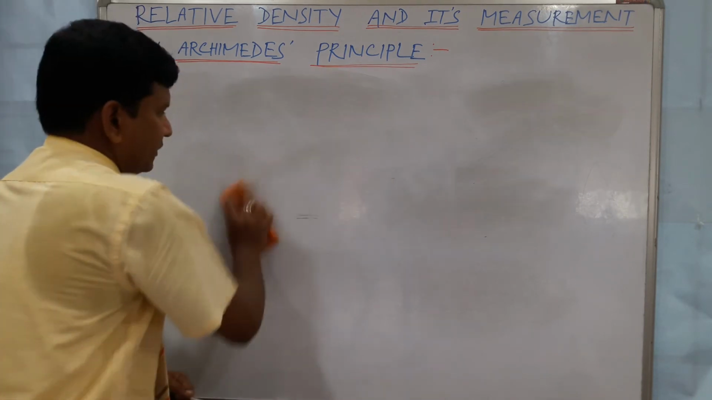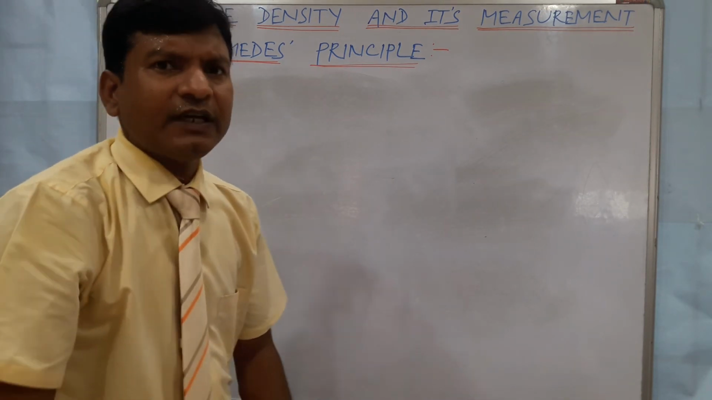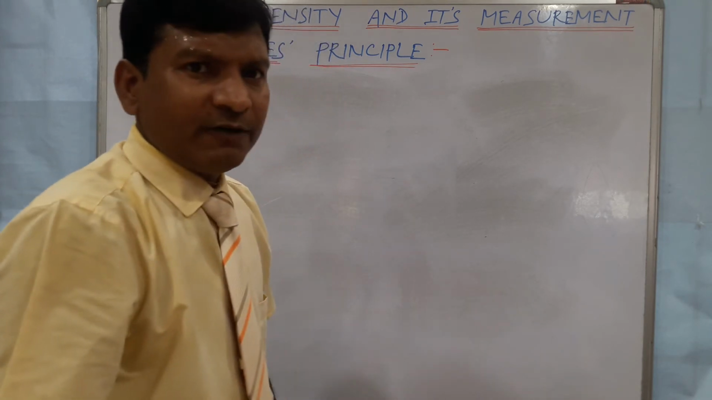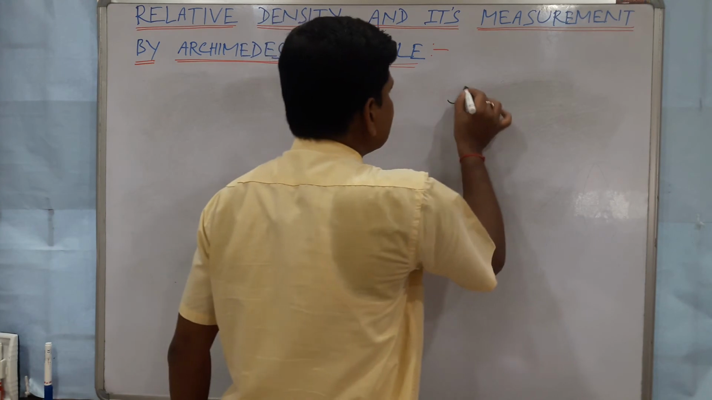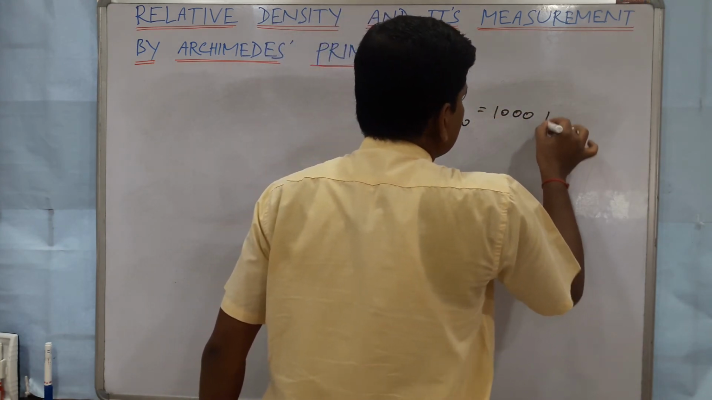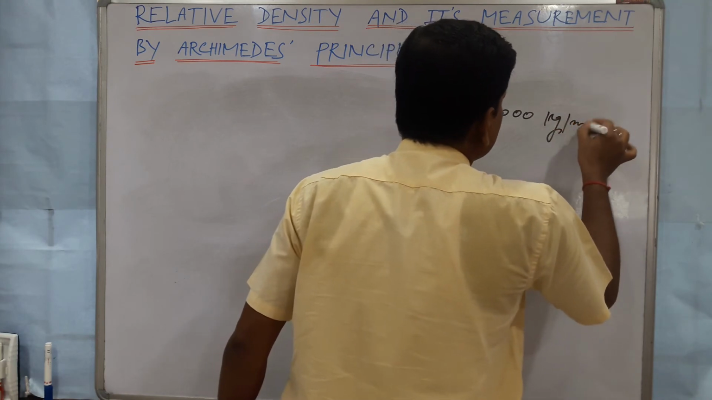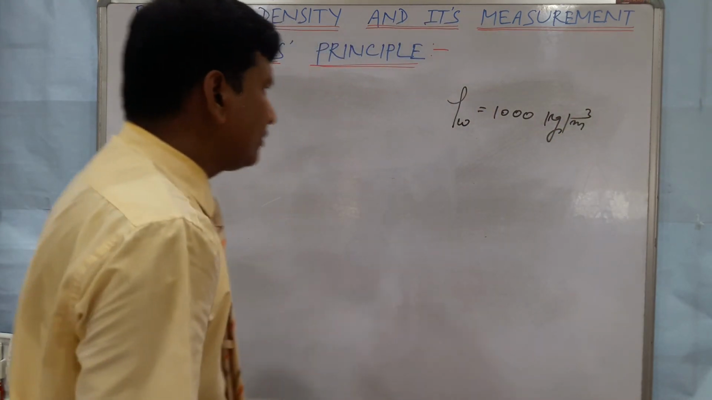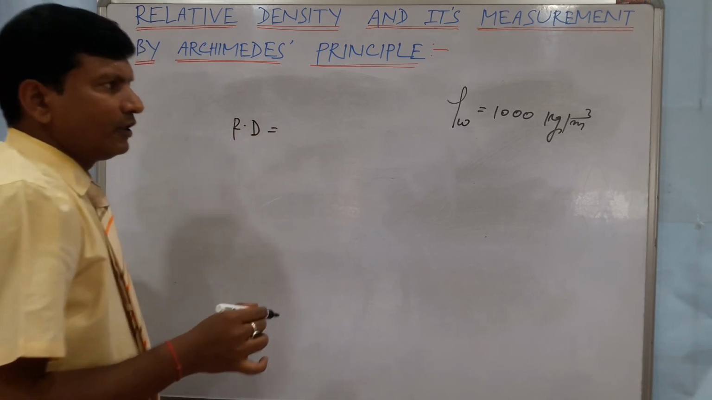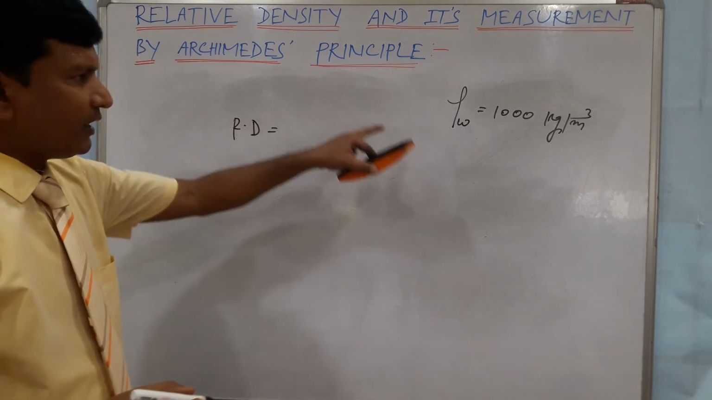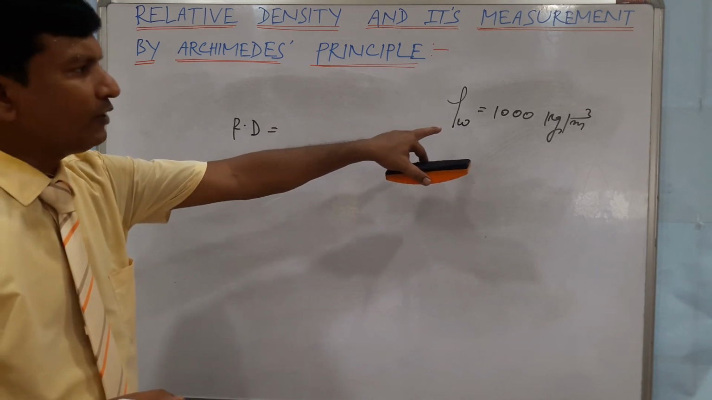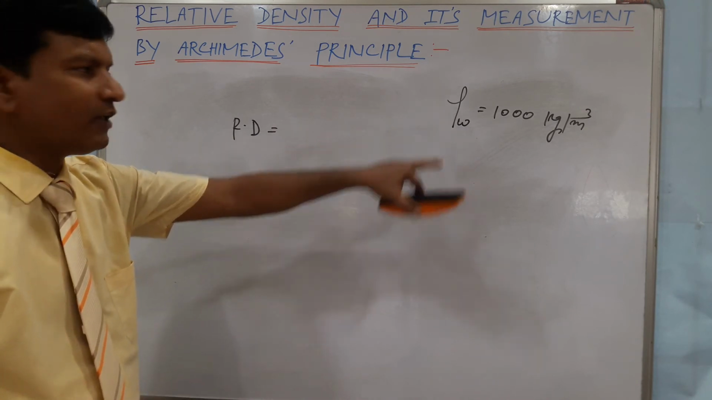Remember that. See here, if we consider the SI unit, then what will happen? Now you know that the density of water in the SI unit is how much? 1000 kg per meter cube, isn't it? So therefore now we may write, relative density is equal to the density of the substance in the SI unit divided by 1000, meaning we have to consider the SI unit of the density of water.